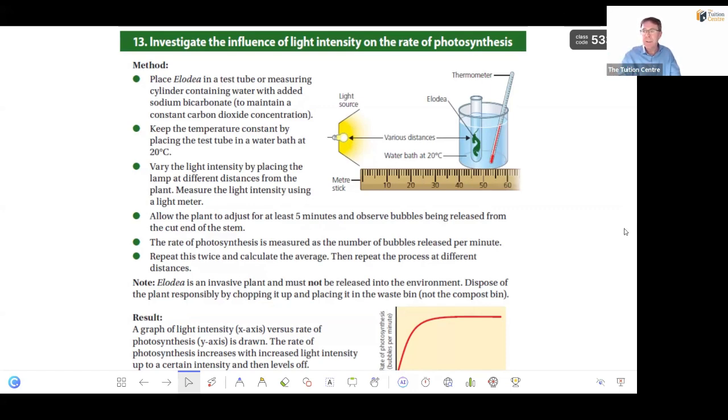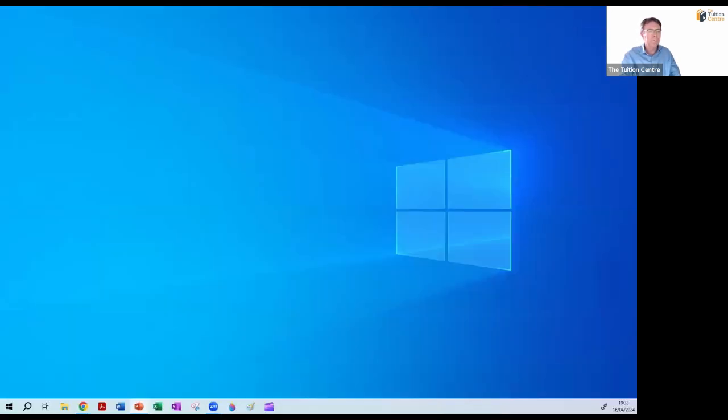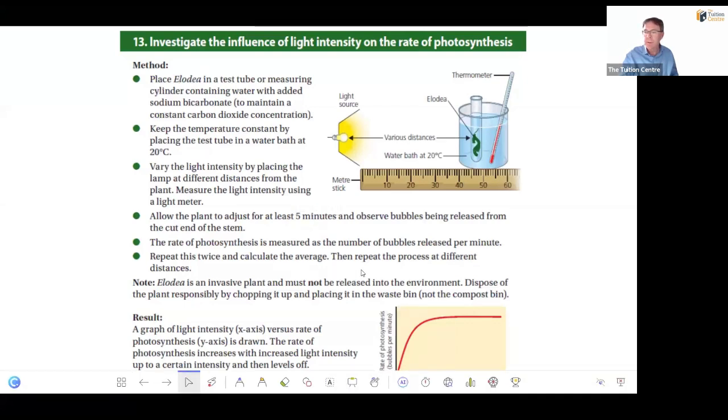What you're plotting is, sorry, let me try that again. On the bottom, you have light intensity on the x-axis. And on the y-axis, you've got rate of photosynthesis. That is literally bubbles of oxygen per minute. Okay? So you're counting the bubbles per minute. But the per minute thing is really important. And you're putting that against light intensity. So you're not putting it against distance. Okay? That's the thing to remember.